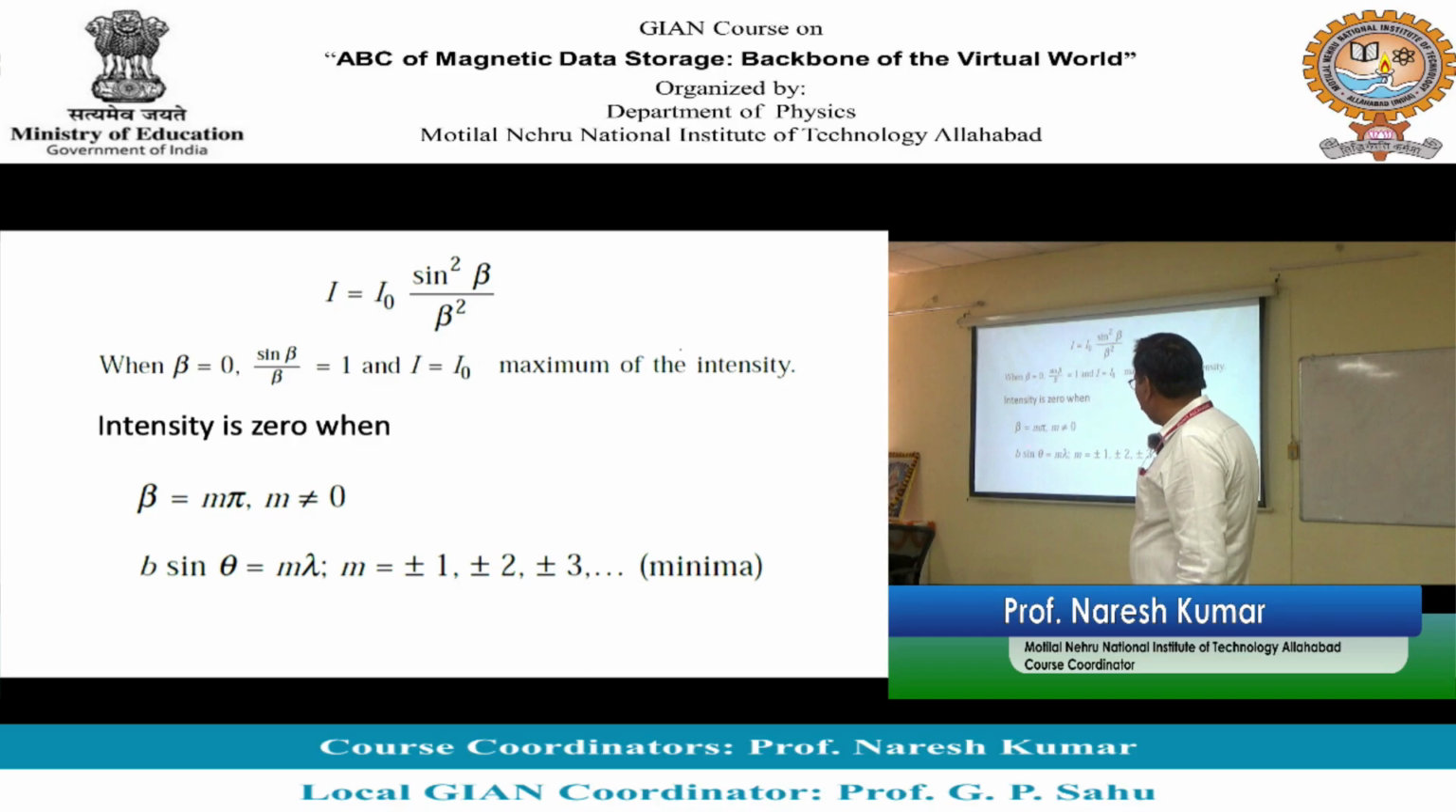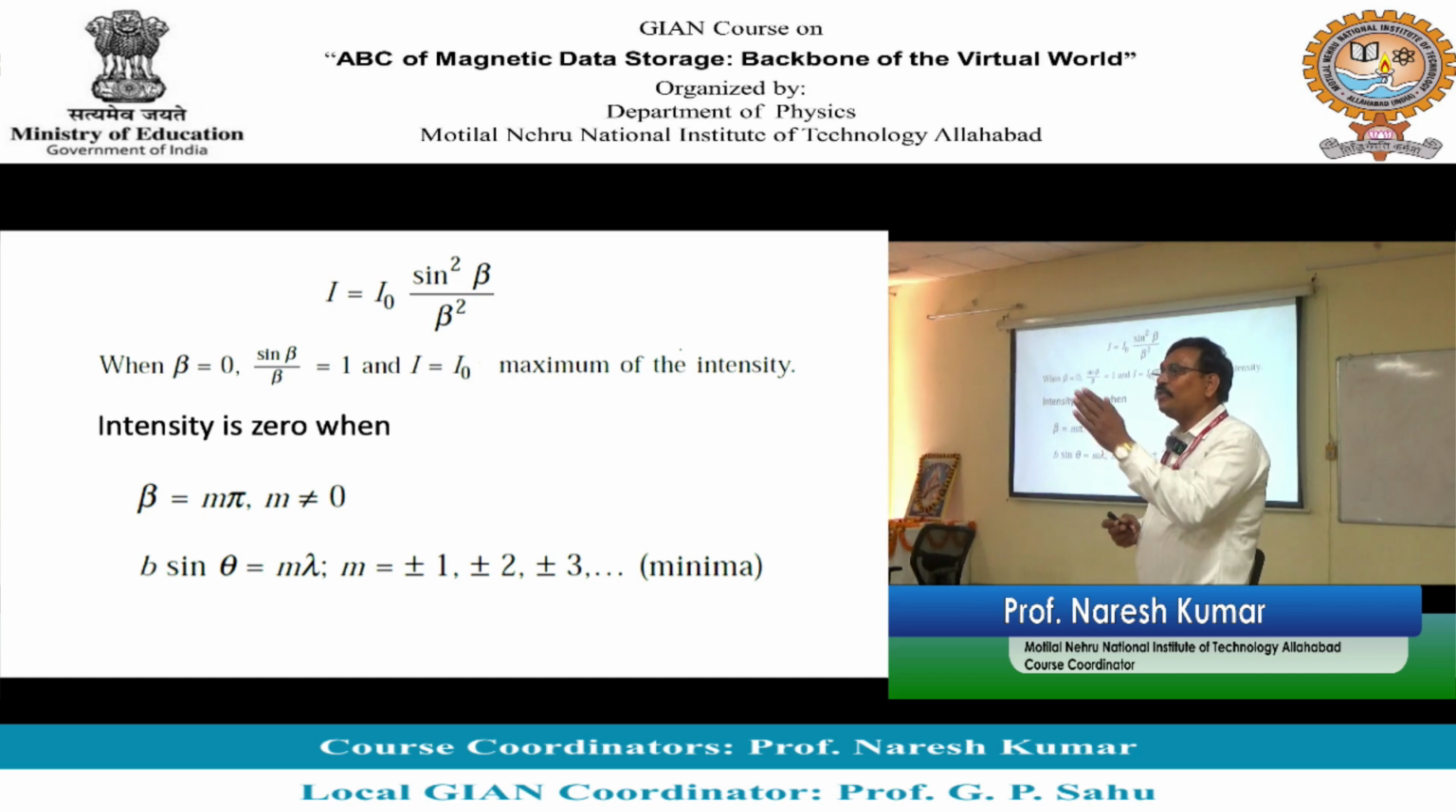Then for these values of beta or b sin theta, if m is equal to 1, 2, 3, what will happen? This expression will give you 0 intensity. So whenever theta follows this relation, you get 0 intensity. 0 intensity means you get dark.